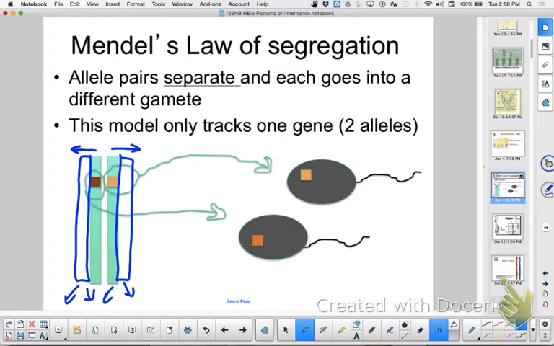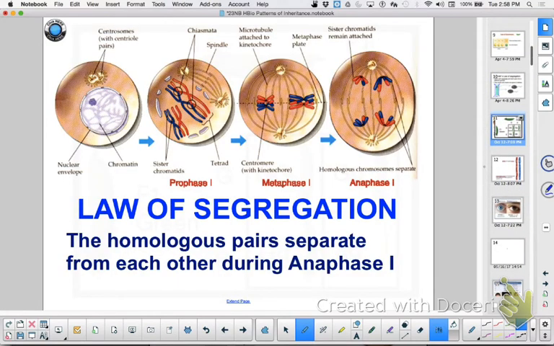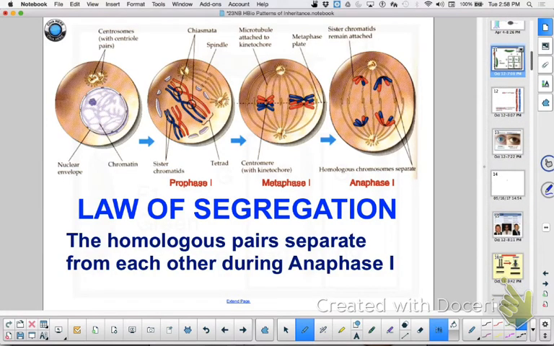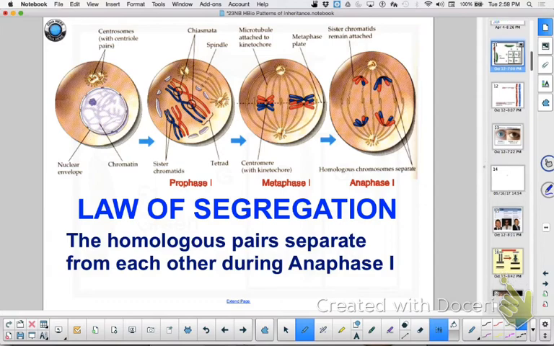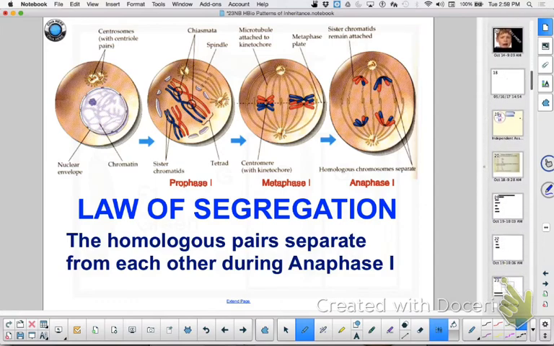Meiosis one, you separate the homologous pairs. That's the law of segregation. Meiosis two, you separate the sister chromatids. And then they can line up any which way they want to, independent assortment. We already learned that.